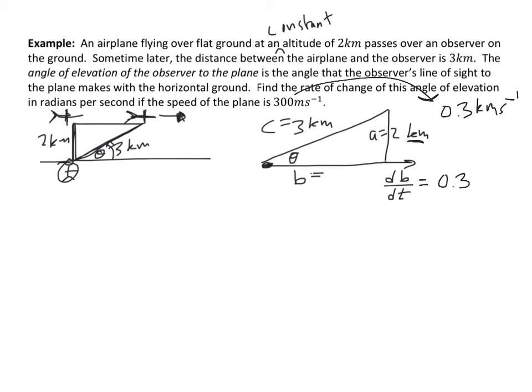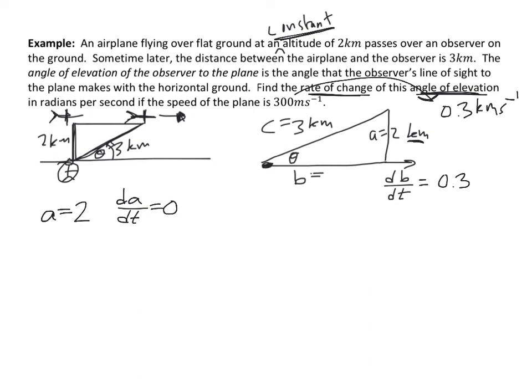Okay. Now, the problem is asking us to find the rate of change of the angle of elevation. So at this point, I think it's valuable for us to take a moment and write down, okay, what do we know? We know that A is 2. Do I know what the rate for A is? Do I know how much A is changing? Well, we said that this thing had a constant altitude, so dA dt is going to be 0.